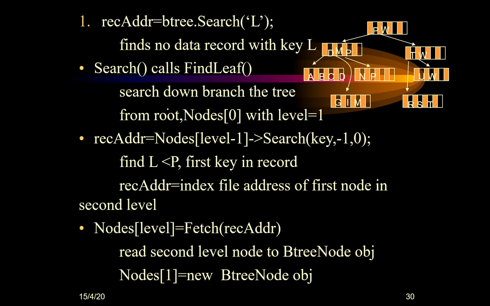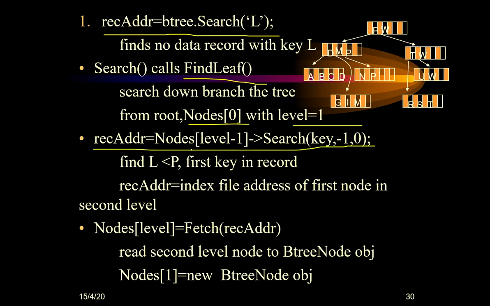Once again I'll just explain this here. We have the search telling that L has to be searched, and then we check with find leaf. In the find leaf method, it keeps checking throughout the particular branch whether it is found or not. It starts with root 0, that is level 1, the root node, and here the record address is node 1. This is the condition where we check whether node P, the first node, is less than L.